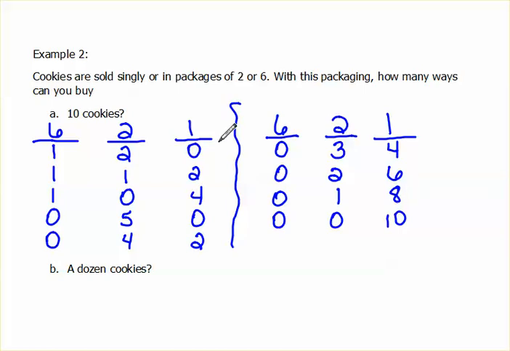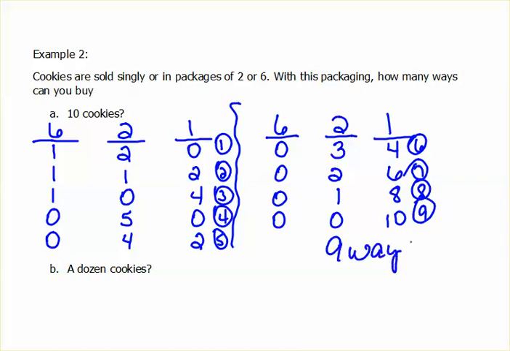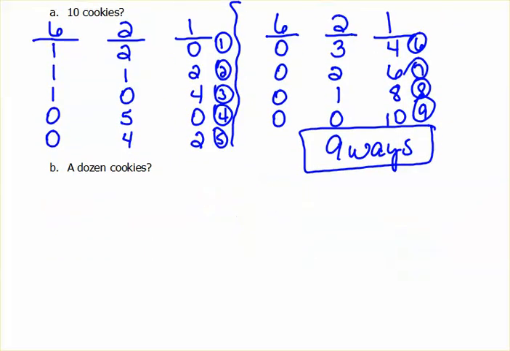Now let's count these. That would be one way. This would be 2, 3, 4, 5, 6, 7, 8, 9 ways. So there would be 9 ways that we could make that happen. Okay, cool. Now what about a dozen cookies?